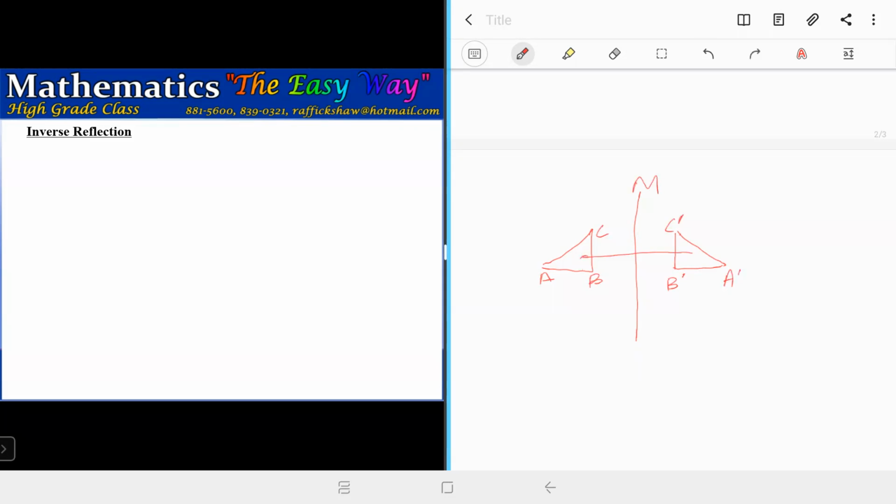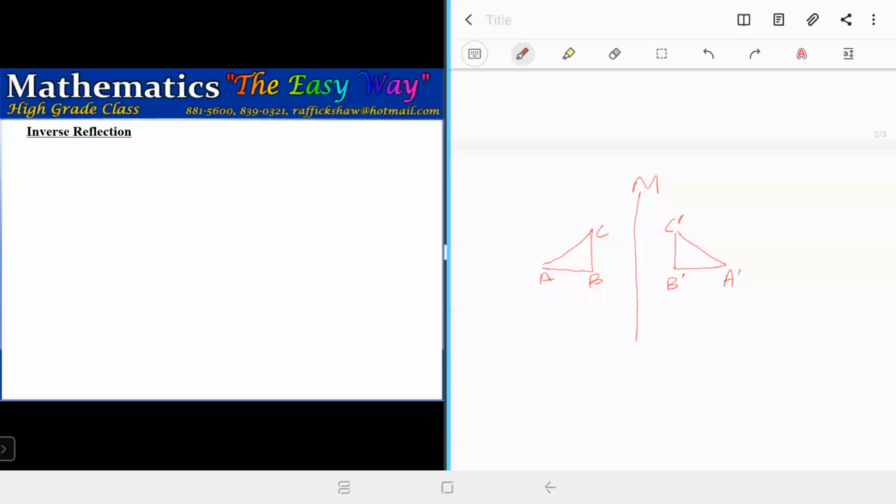Common sense. If a reflection in this mirror line M takes me from this to this, what transformation is going to take me back from this to that? What can you tell me? Common sense. Look at it. Easy. Inverse. Reflection. A reflection in the same mirror line. If you reflect the object in the mirror line to go to there, you have to reflect the image back in the same mirror line to go back to that. Simple. So the inverse of a reflection in a mirror line is a reflection in the same mirror line. That's it.